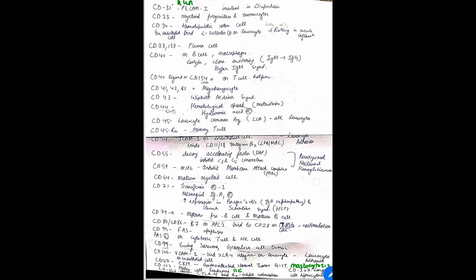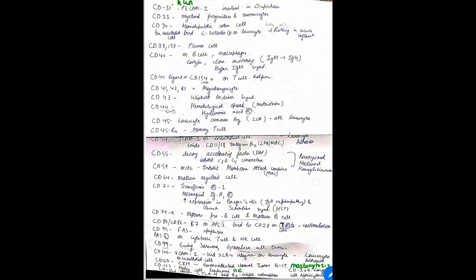Then 34. CD34 is hematopoietic stem cells, and L-selectin on the leukocyte binds CD34 on the endothelial cells and helps in rolling. So CD34 is involved in rolling, while CD54 with CD11, 18 was involved in adhesion. CD34 is involved in rolling, and CD31 is involved in diapedesis. 31, run, diapedesis. Rolling is baby's rolling. Hematopoietic stem cell is a baby, so baby's rolling, that is CD34.